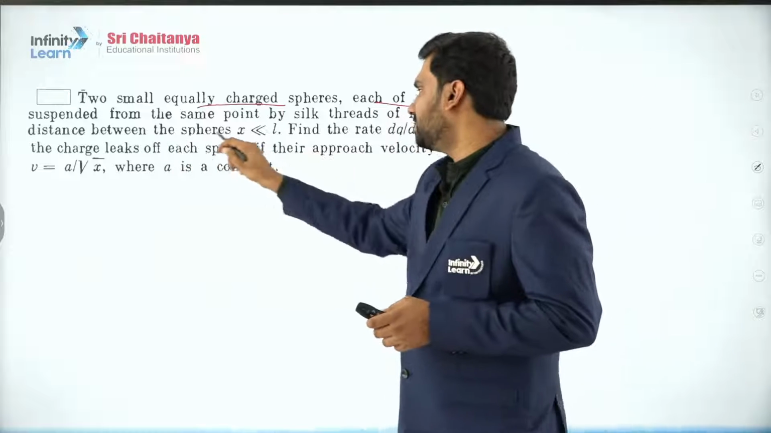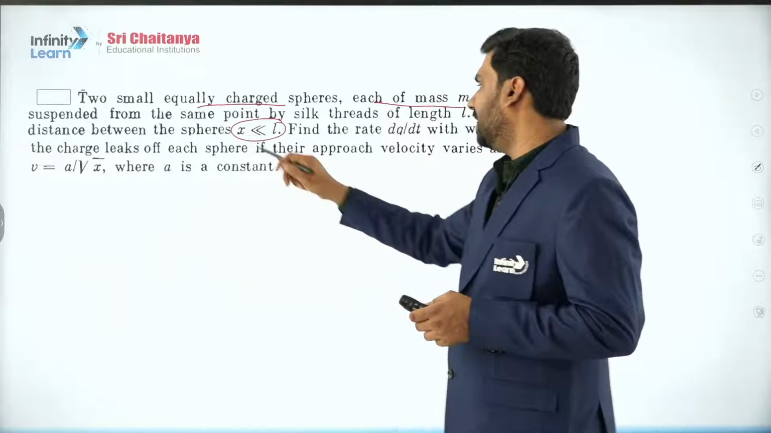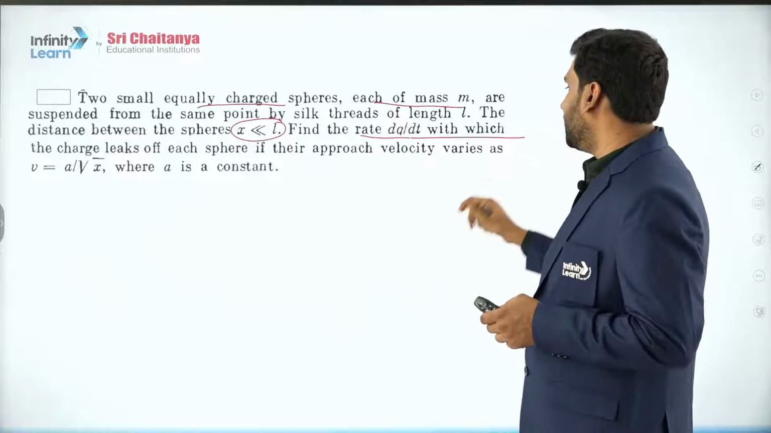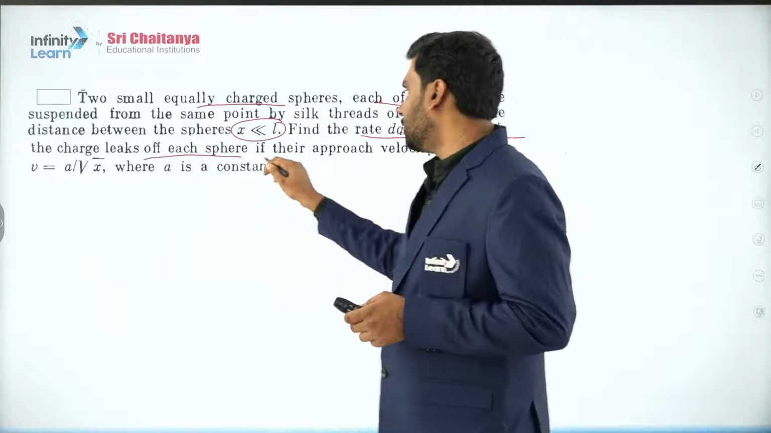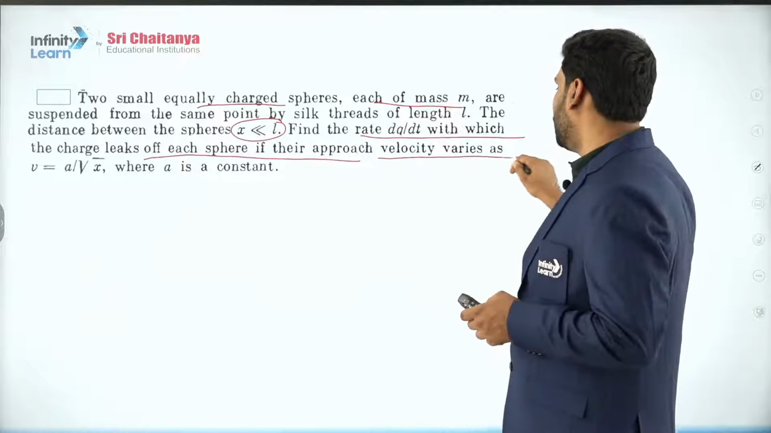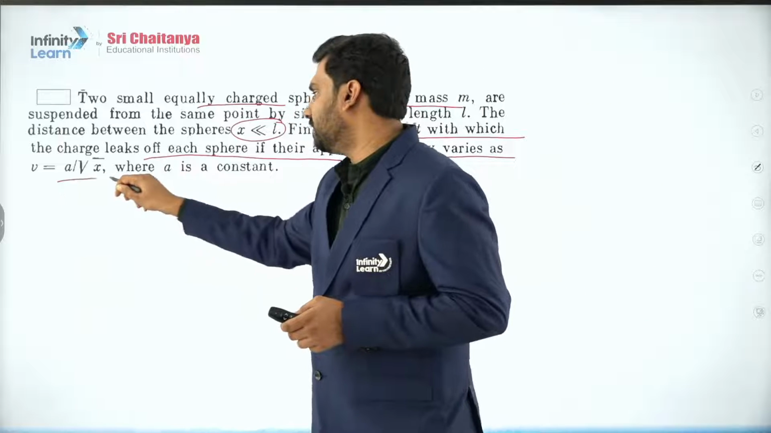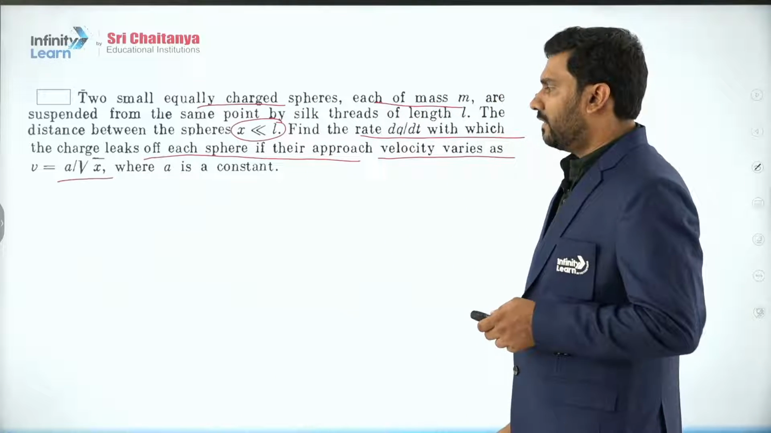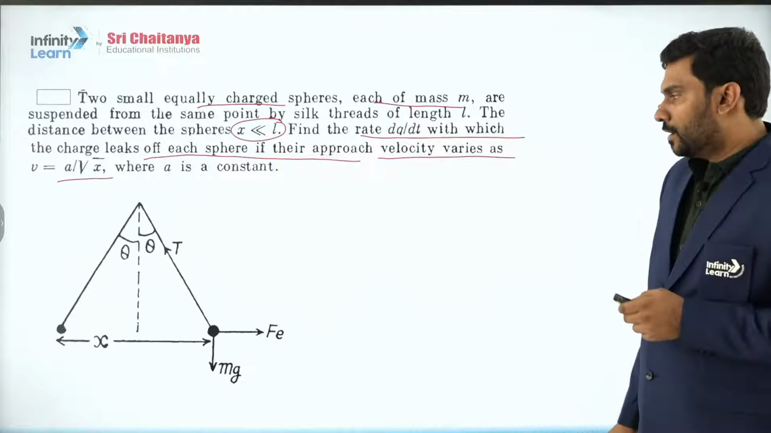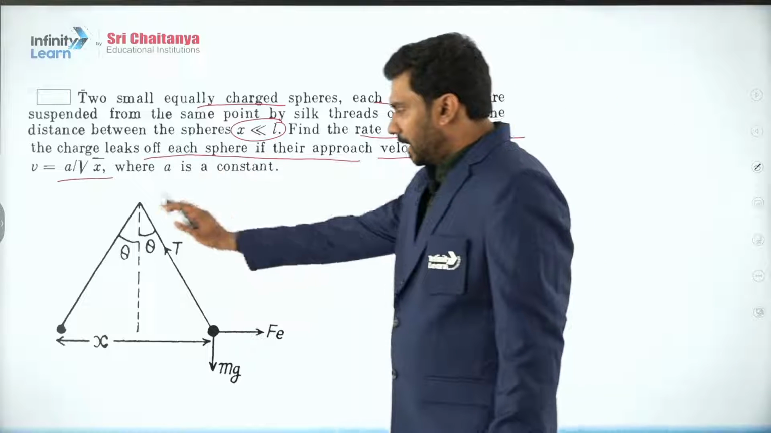The distance between the spheres, x, is much less than L. Find the rate dq/dt with which the charge leaks off each sphere if their approach velocity varies as v is equal to a root x, where a is a constant. So if we look at the diagram, this is the diagram basically.